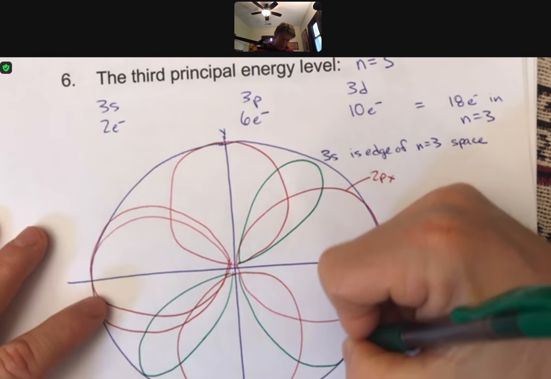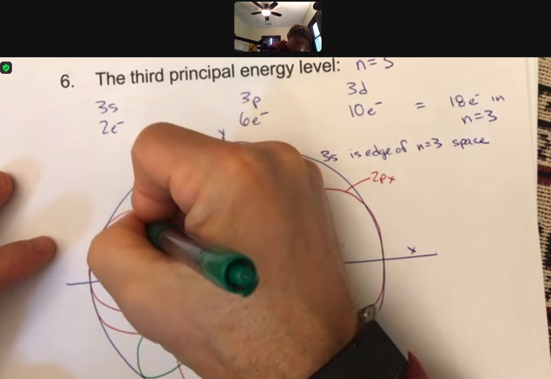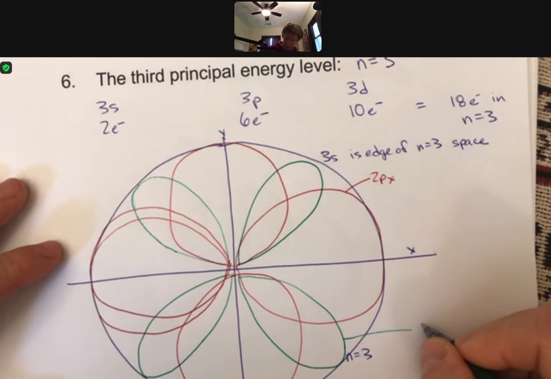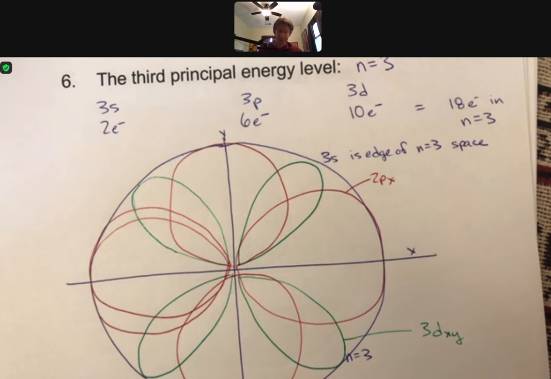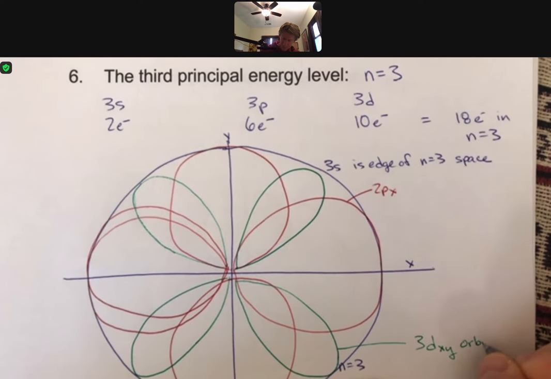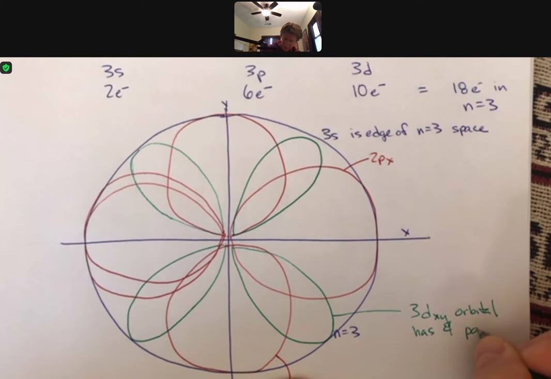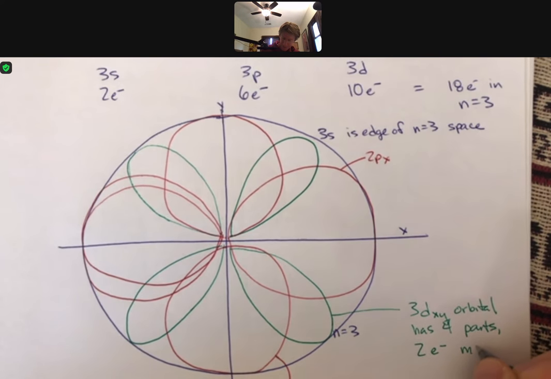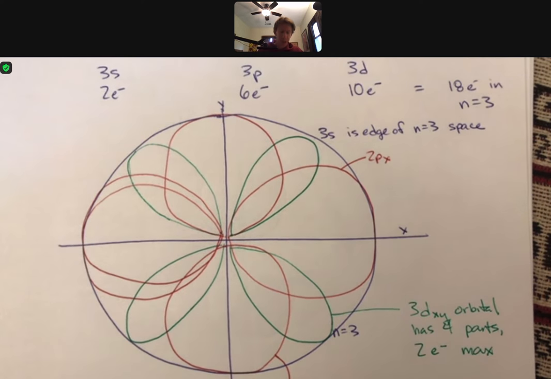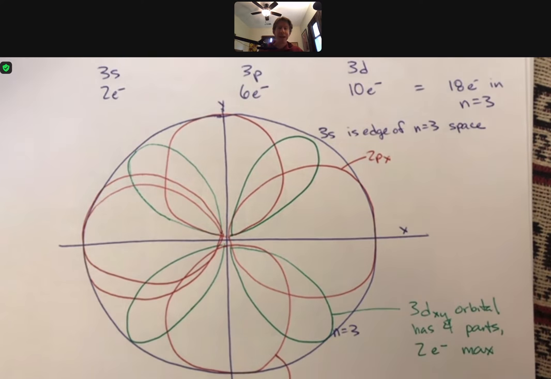It's going to be four parts. I'm running out of ink there, I think. Four parts. So this is 3dxy. And that's one orbital. That is one orbital. And the 3dxy orbital has four parts. Holds two electrons max, and you can see it's sort of in between the 2px and the 2py, and that's what I mean by you're stuffing more electrons into the same volume.